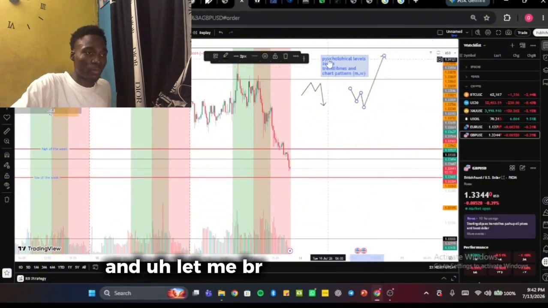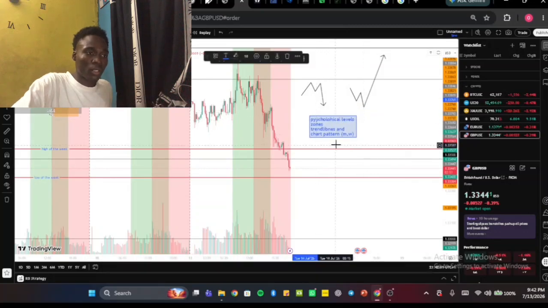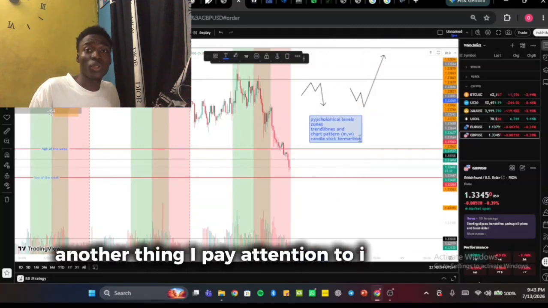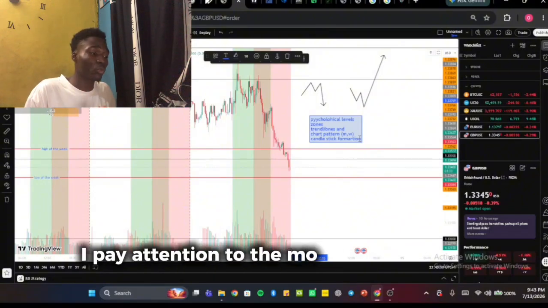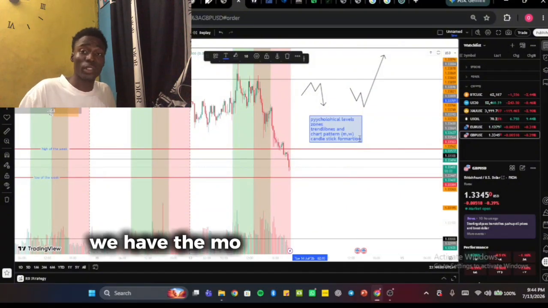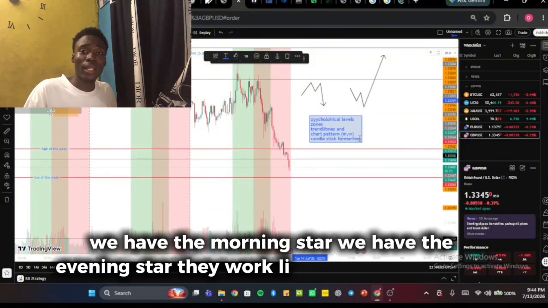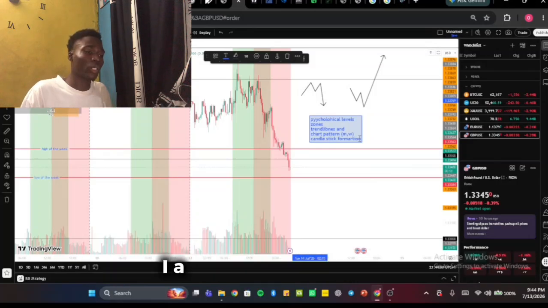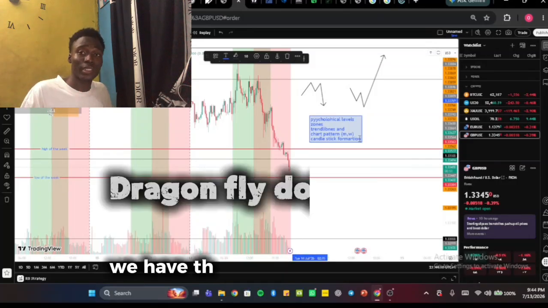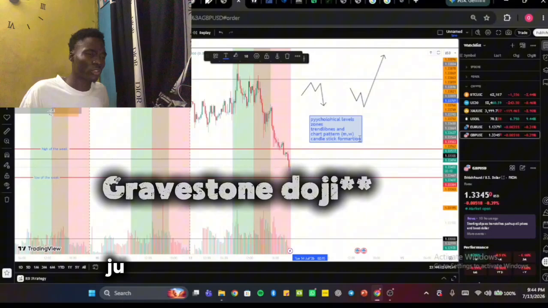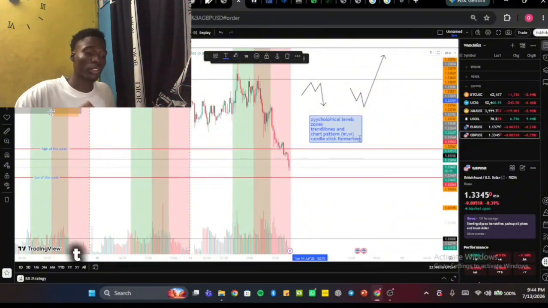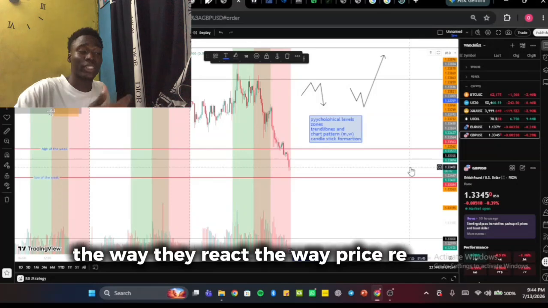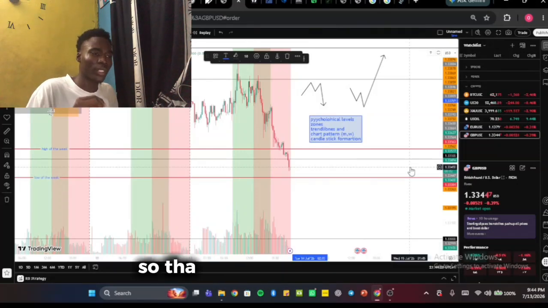And let me bring this back down. Another thing I pay attention to is candlestick patterns, and one of the candlestick patterns I pay attention to the most is the bullish engulfing. We have the morning star, we have the evening star. They work like magic around key zones. I also watch out for doji. We have the morning star doji and the evening star doji. We are looking at their action, the way price reacts at each key level. So that's very, very important.